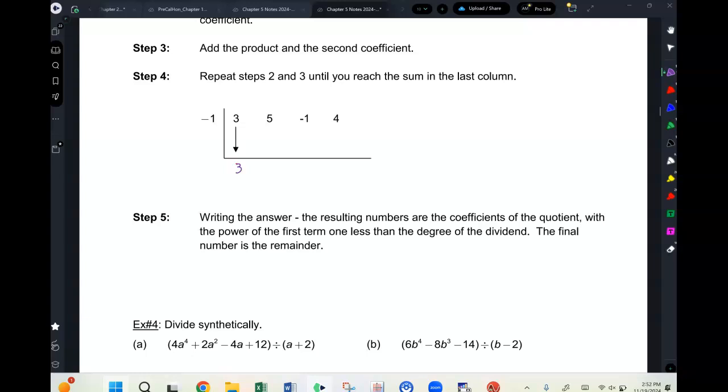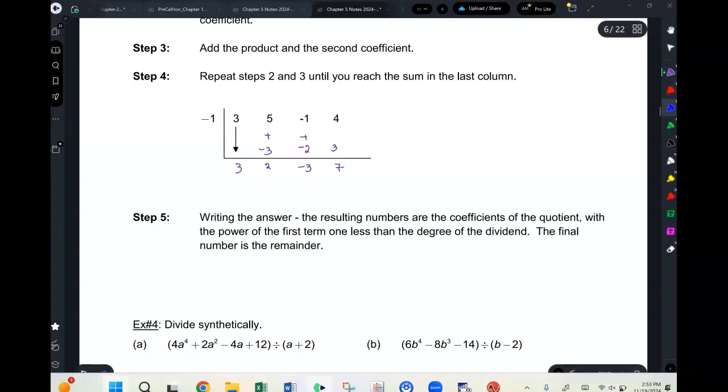Now, whatever makes it down to the bottom gets multiplied by that outside number, negative 1. So this gets multiplied by negative 1. What do we get? Negative 3. And here we add, just like we were adding before. So what do we get? 2. Now what happens to that 2? Negative 2. You add negative 3. You multiply. You add 7.